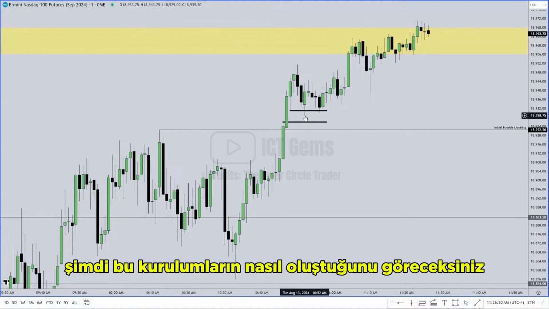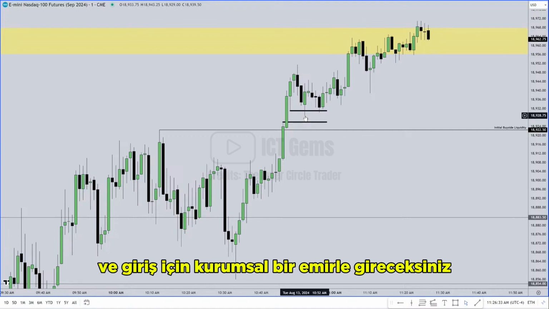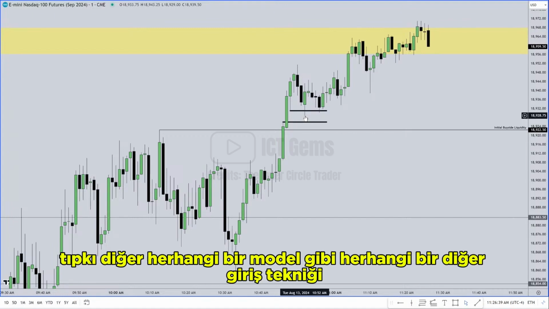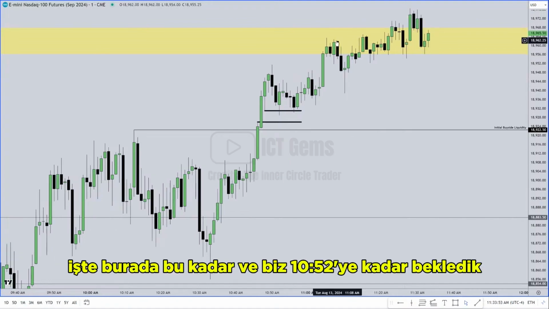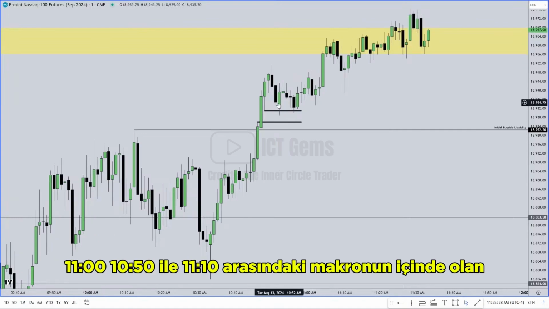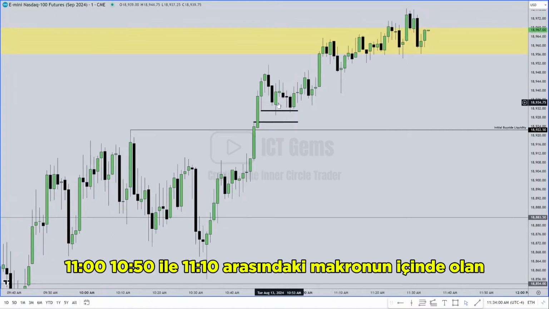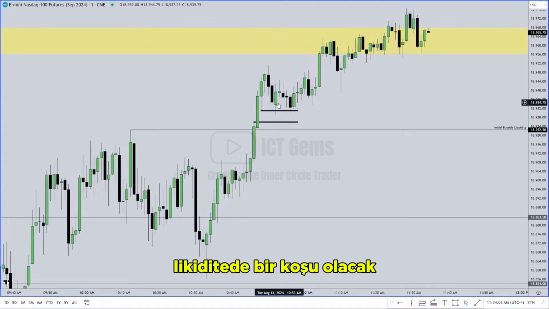Now, you will see these setups form, and you will enter with institutional order flow entry drill as your entry model, just like any other model, any other entry technique, okay? But it's a very specific element of anticipating fair value gaps that you believe will not close up or fill in, like in here. That's it. And we waited until 10:52, which is inside the macro for 11 o'clock, 10:50 to 11:10. There's going to be a run on liquidity or a run to inefficiency.